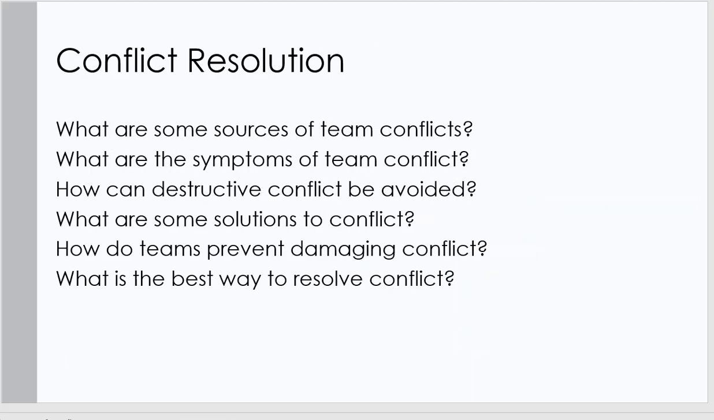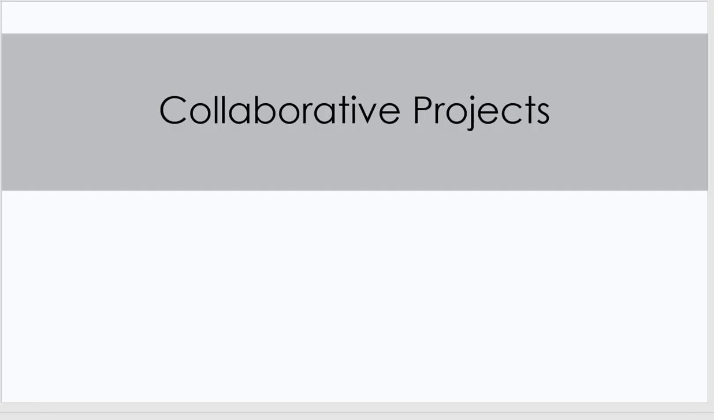So conflict resolution, what are some sources of team conflicts? Well, people have egos. That's always one problem, and people are adamant about their specific team. They represent their constituency, so that could definitely lead to team conflict. What are some symptoms of team conflict? How can destructive conflict be avoided? What are some solutions to conflict? How do teams prevent damaging conflict? What is the best way to resolve it? All good questions, which we're going to go through in the chapter.